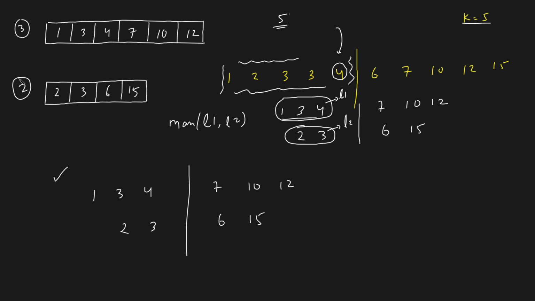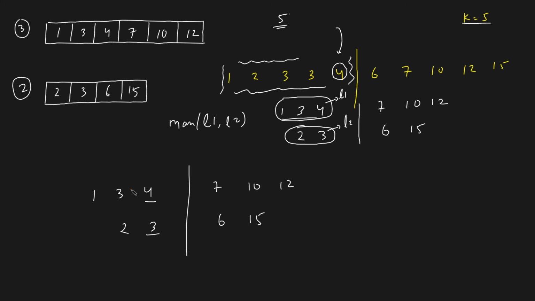And if I got my correct left half, I know that the kth element is the largest among the left half. So this is the largest in the first array, this is the largest in the second array, so the answer will be max of 4 comma 3. That's it. This is how you get your kth element in your final sorted array.